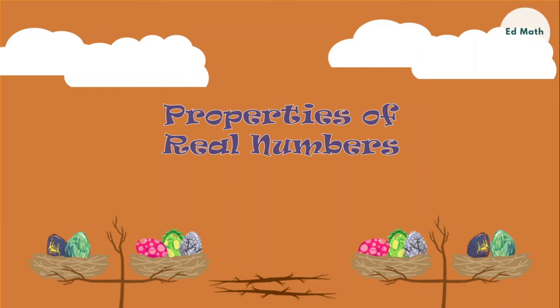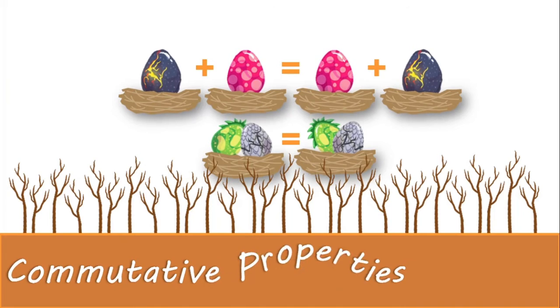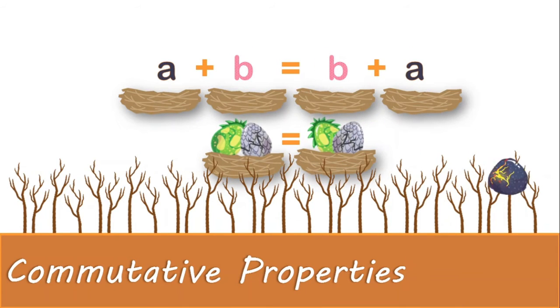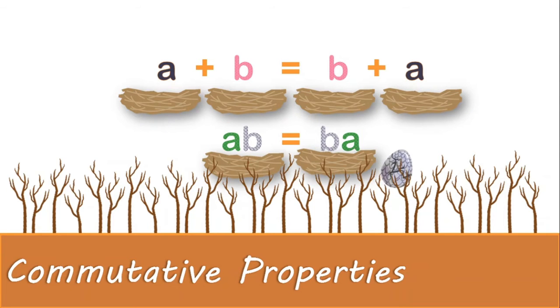From our experience with numbers, we know that the properties exist such as commutative, associative, and distributive. Commutative properties. For addition, when we add two numbers, the order doesn't matter. For example, 7 plus 3 is equal to 3 plus 7. For multiplication, when we multiply two numbers, the order doesn't matter. For example, 3 times 5 is equal to 5 times 3.